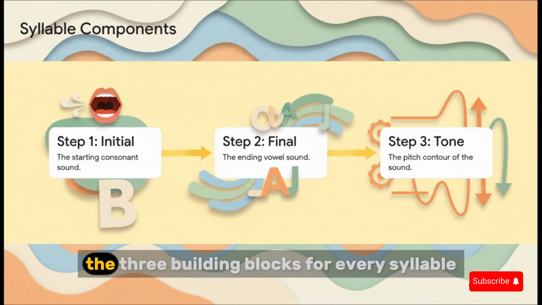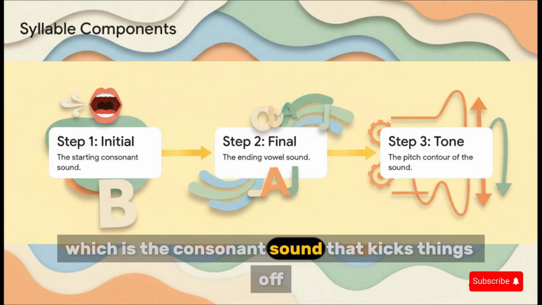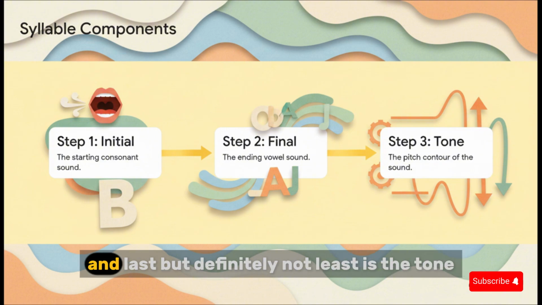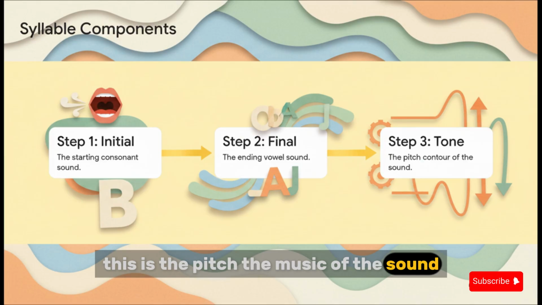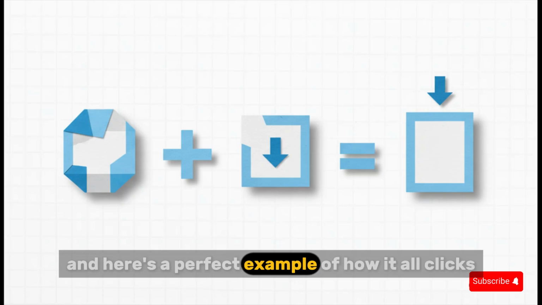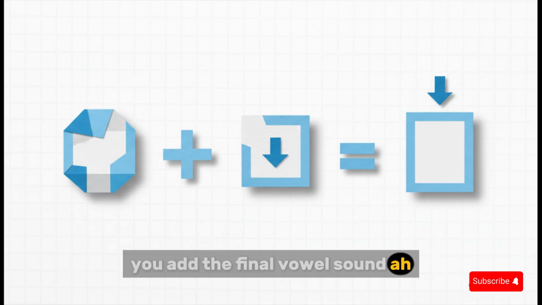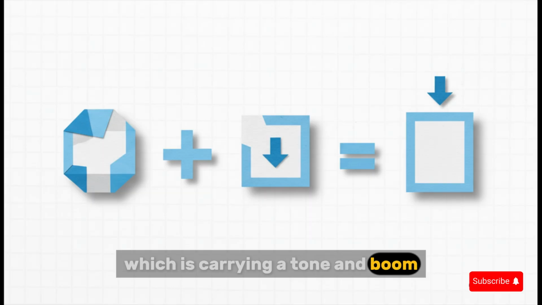So here they are, the 3 building blocks for every syllable. You've got the initial, which is the consonant sound that kicks things off. Then there's the final, that's the vowel sound that ends the syllable. And last, but definitely not least, is the tone. This is the pitch, the music of the sound. And here's a perfect example of how it all clicks together. You take the initial consonant sound, d, you add the final vowel sound, a, which is carrying a tone, and boom, you get the complete syllable, da.